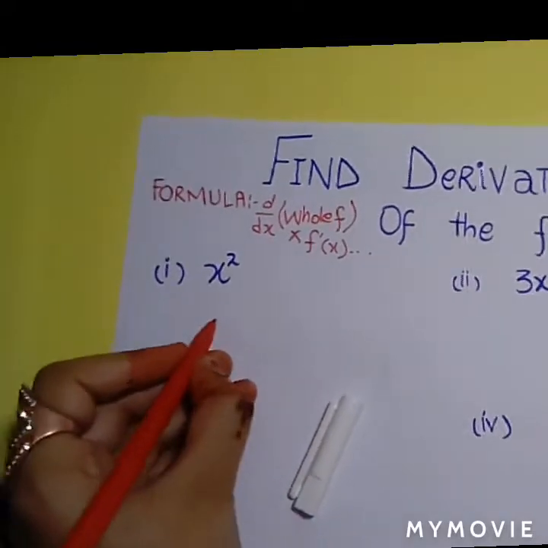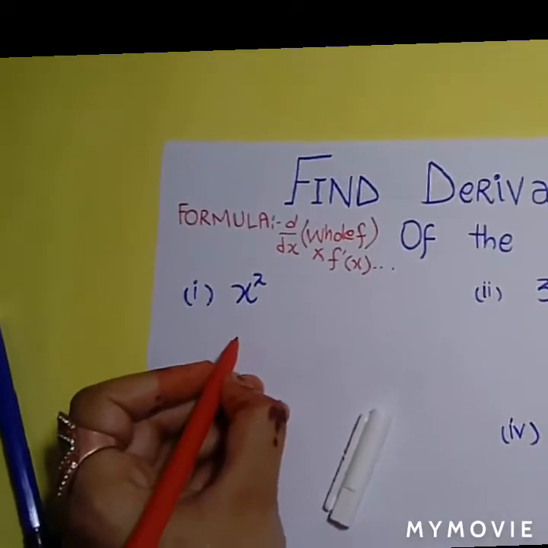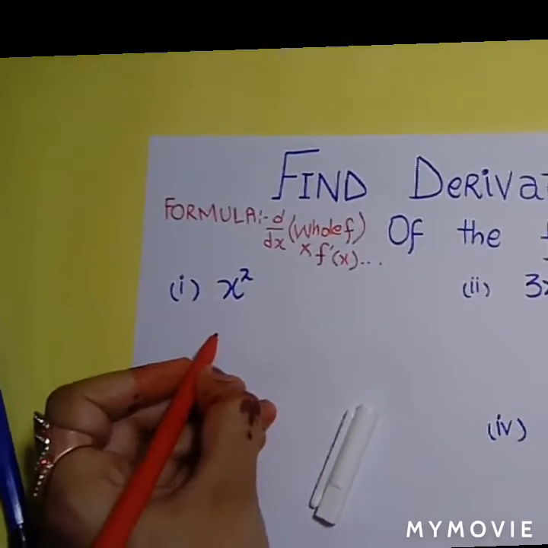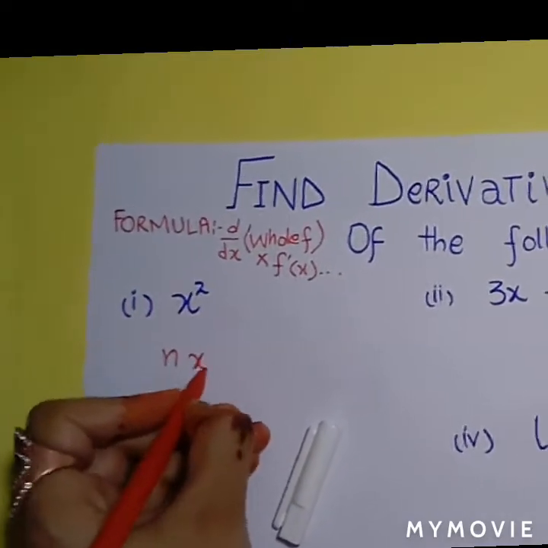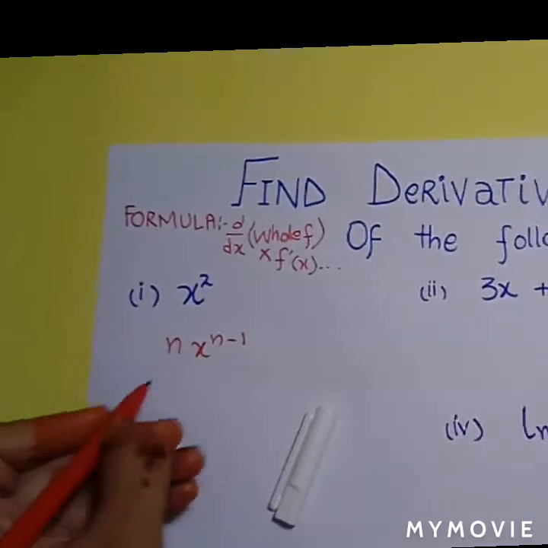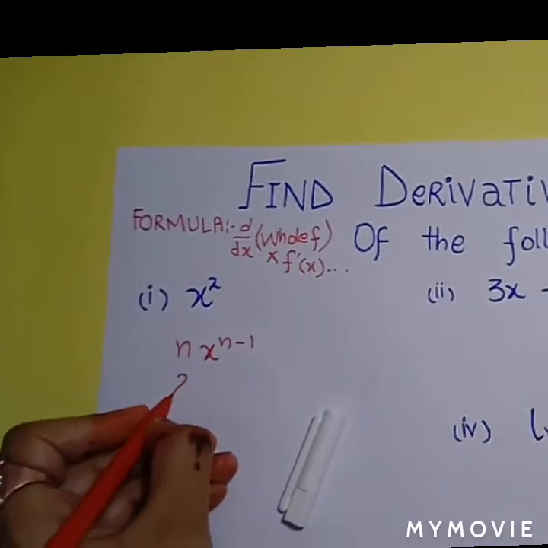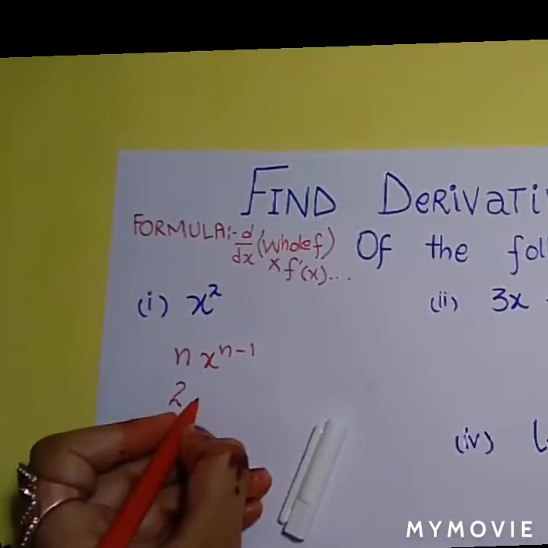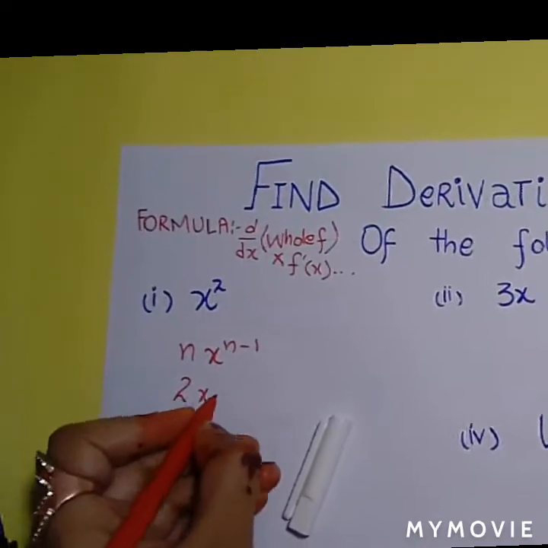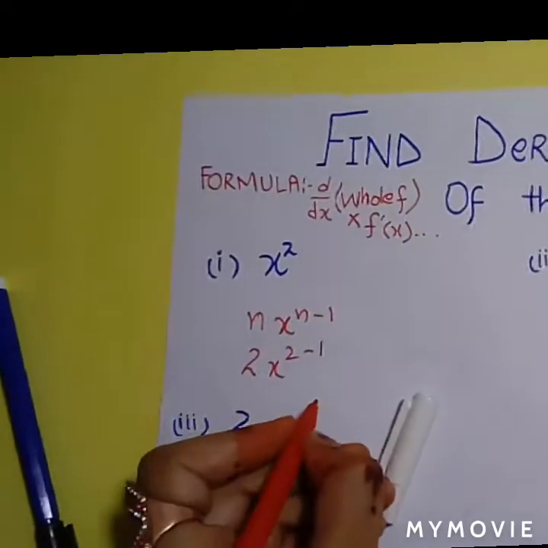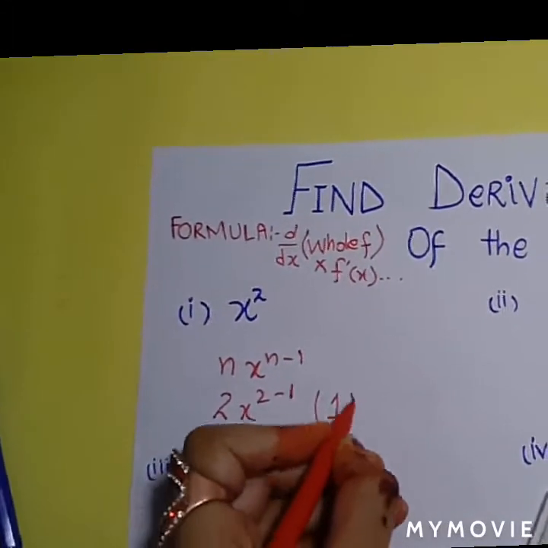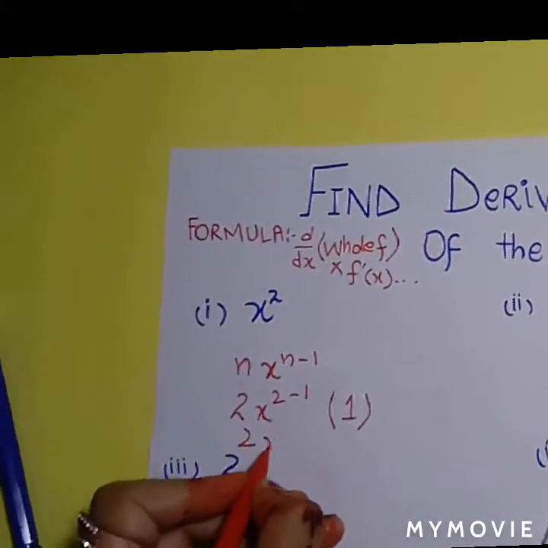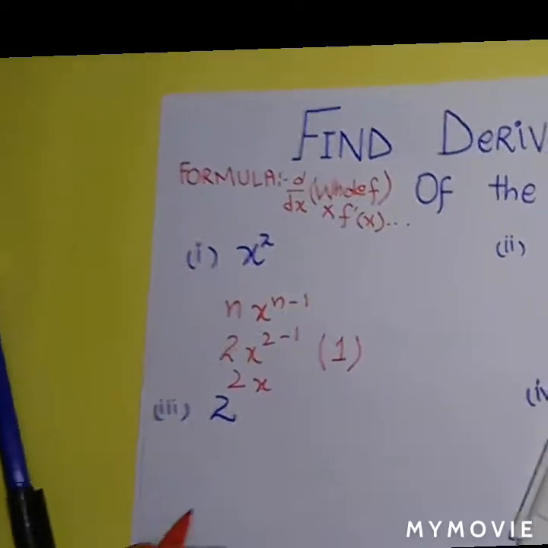Let's start. Derivative of x square. There we have to apply the power rule. The power rule is written as n x to the n minus 1. Here the power is 2, that's why we write n as 2, minus 1, and the inner derivative gives 1. So our answer is 2x.